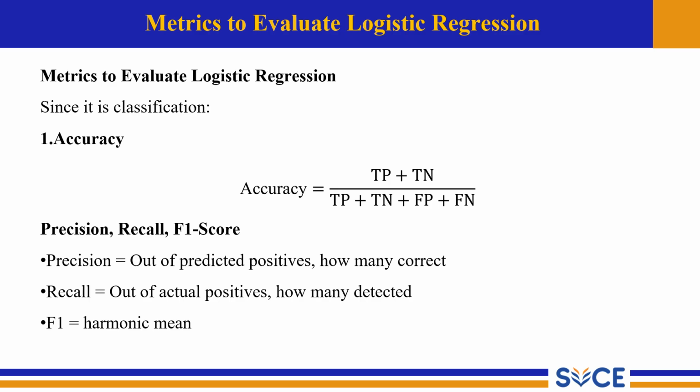F1 score is the harmonic mean of precision and recall. It provides a balanced score when we need to consider both false positives and false negatives. These metrics are especially important when dealing with imbalanced datasets, where accuracy alone may not reflect true model performance.